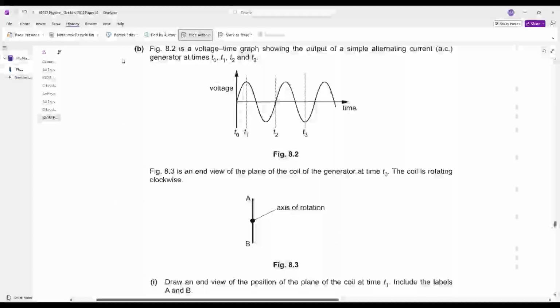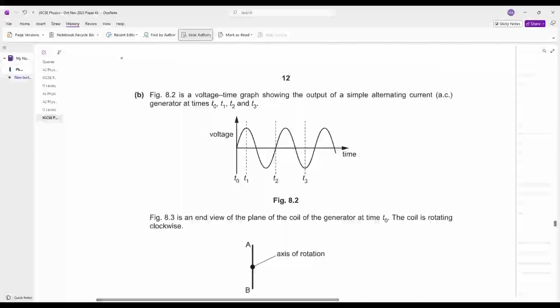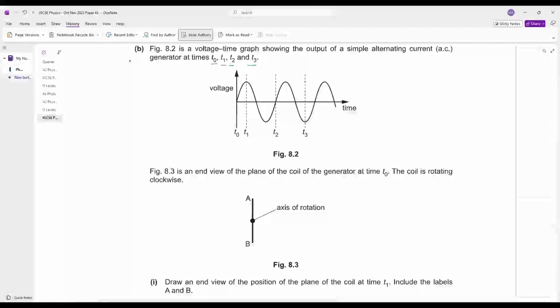Let's further move ahead. Figure 8.2 is a voltage time graph showing the output of a simple alternating current generator at time t equals t0, t1, t2 and t3. Okay, this is the voltage versus time graph of an alternating current generator. Perfect. t0, t1, t2 and t3. So this is a graph of an AC generator. Perfect.